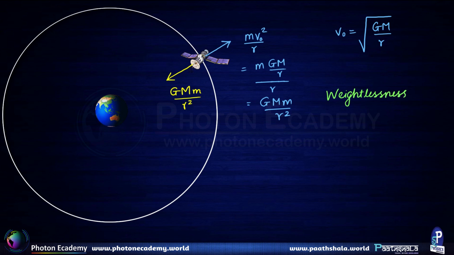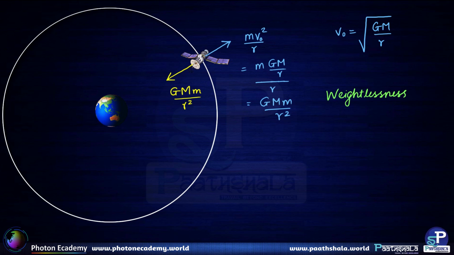Because there is no net force on this particular astronaut. So basically, the astronaut can float inside the space station because of this phenomenon of weightlessness.